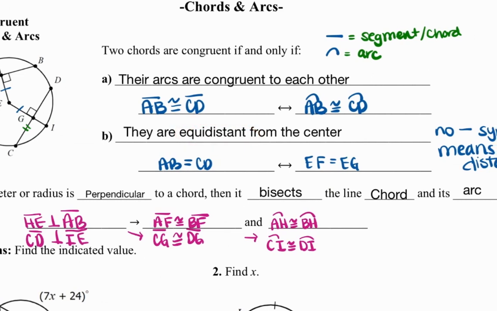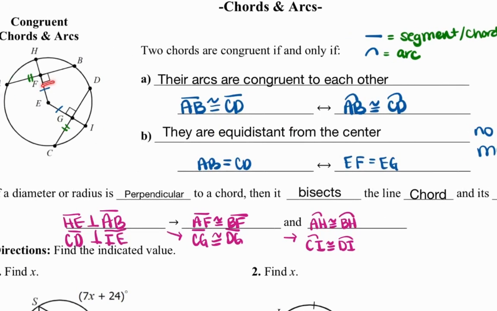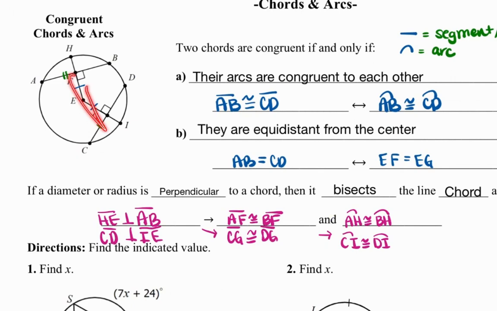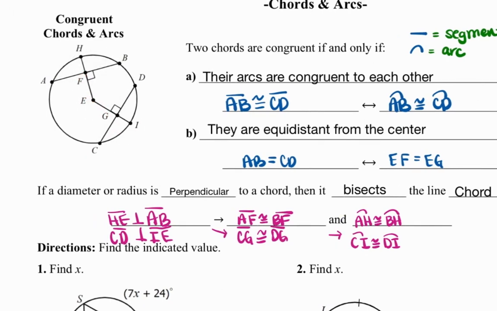Okay. If a diameter or radius is perpendicular to the chord, so perpendicular means we have that right angle in here, right angle and right angle, then it bisects. So remember, bisects means cuts in half the chord and its arc. So if we have on this picture that EH and AB are perpendicular, then we know that AF and BF are congruent and their arcs AH and BH are congruent. Same on the other side.